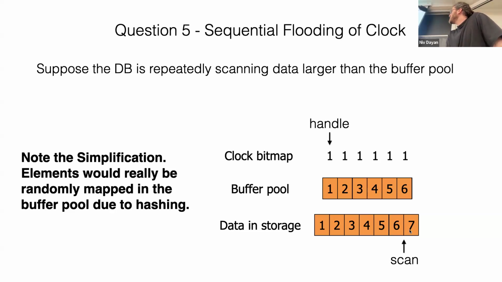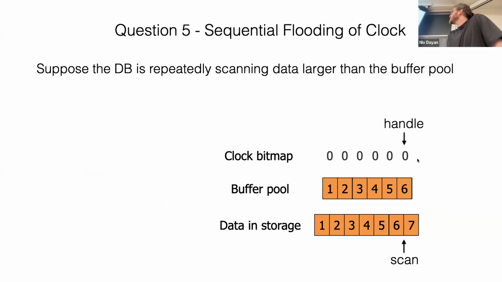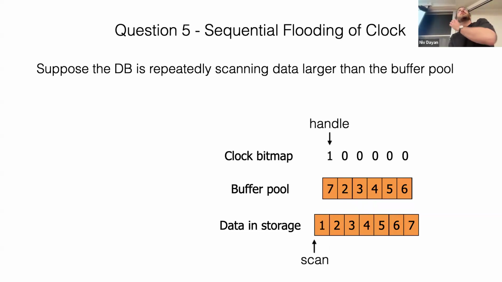But now I want to read page 7, and I don't have space. So my clock handle is going to begin its traversal. It's not going to find any zeros, so it's not going to evict anything. It's going to go back. It's going to find the first 0 and evict 1 to clear space for 7.